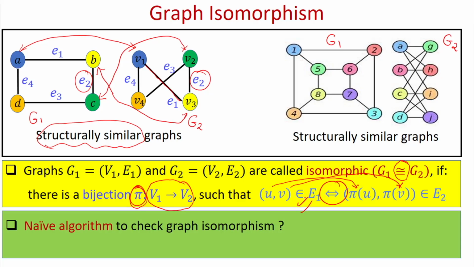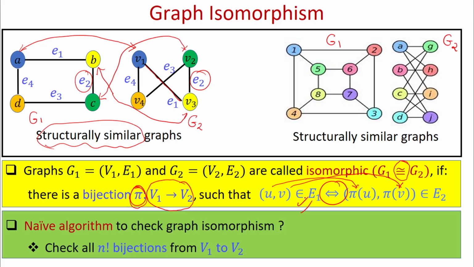So what will be the naive algorithm to check whether two given graphs are isomorphic or not? If the cardinality of the vertex sets of the two graphs is n, by the way, a simple necessary condition for the two graphs being isomorphic is that they should have the same number of vertices. If one graph has more vertices than the other, how in the first place can they be isomorphic? They can never be isomorphic.